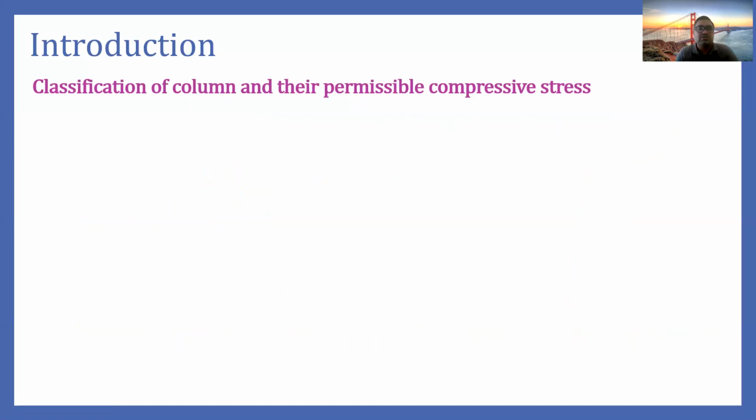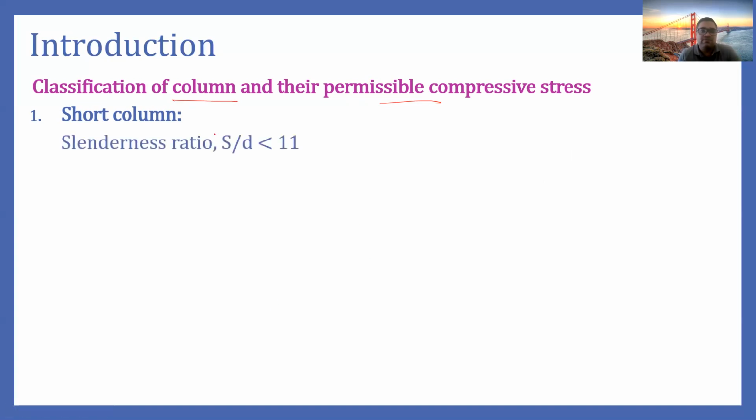Now coming to another topic, which is classification of columns and their permissible compressive stress. As I said earlier, a short column will have higher permissible stress than a longer column. Therefore we have different relations for calculating the permissible compressive stress for the column. So we have basically three types of column. One is the short column. A short column will be considered when the lambda value, that is the S by D value, is less than 11, and we classify that column as a short column.